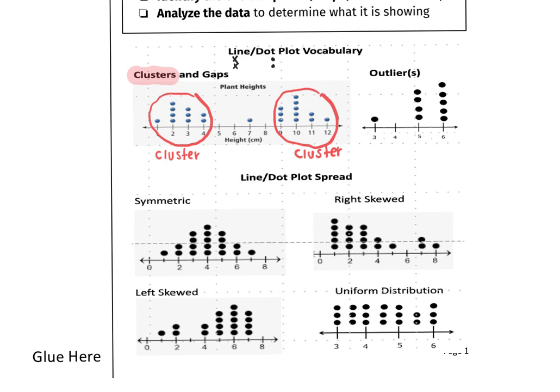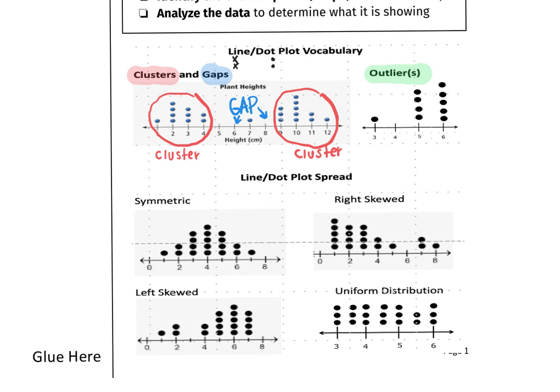It's a group of dots together. And then a gap, as I'm sure you could figure out, go ahead and use another color. A gap is when there's not very many, little to no dots. So something like a gap. This would be a gap right here. This would be a gap right here where there's a space. Okay? So a cluster is when the dots are all stuck together, they're close to each other. A gap is when there's a space.